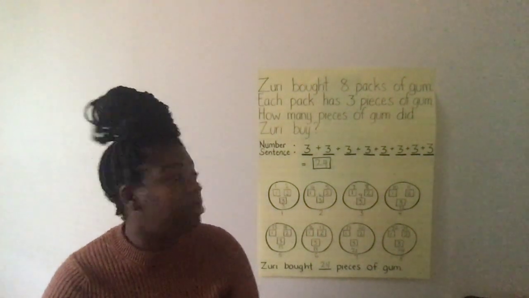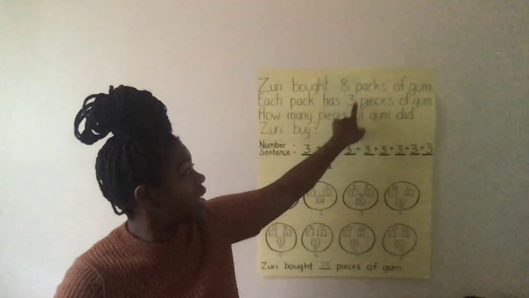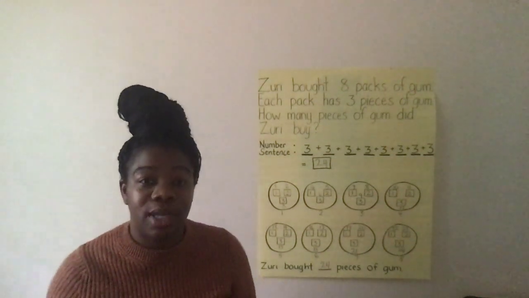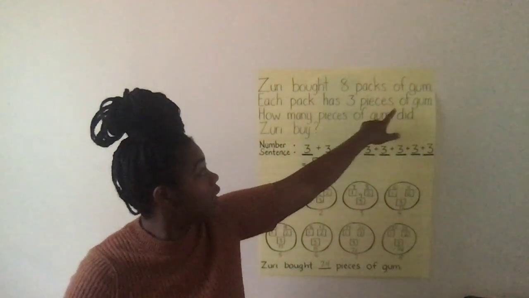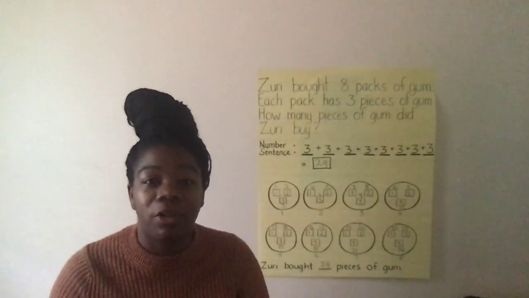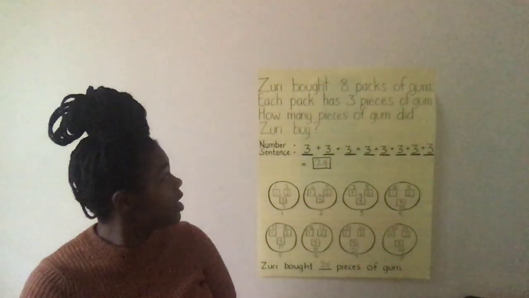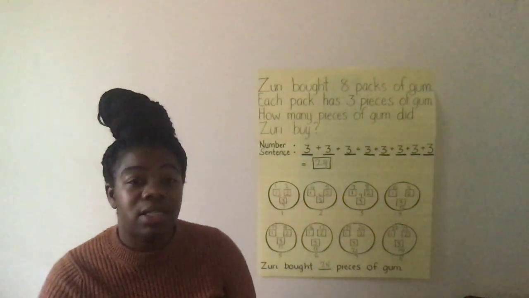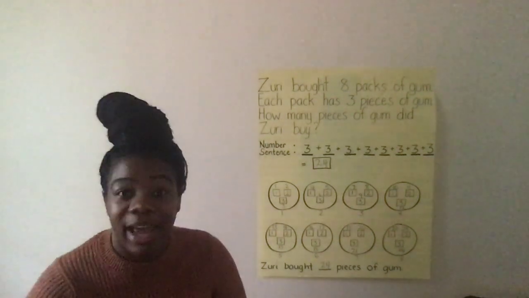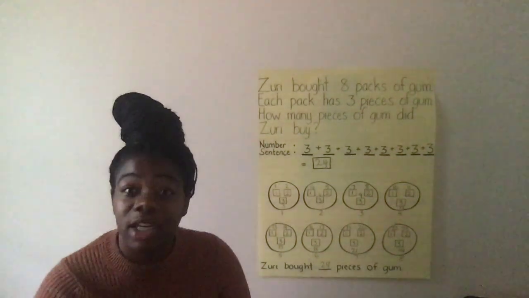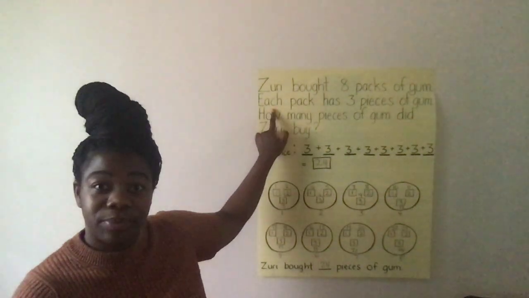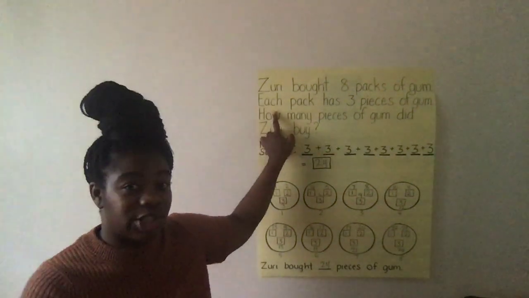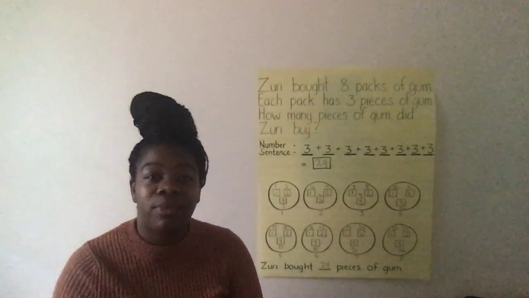When you mark up your problem, you should be circling your numbers. So 8 and 3 should be circled. You should be underlining your unit. That's what we're referring to in the story problem. So packs of gum and pieces of gum should be underlined. And then you should also cloud your action if there is one. However, this one is a relationship-based problem, so it does not have an action, but you need to pay attention to a keyword. The keyword is each, because this lets you know that we're grouping or we have a repeated addition problem. Now I'm going to read it a third time.